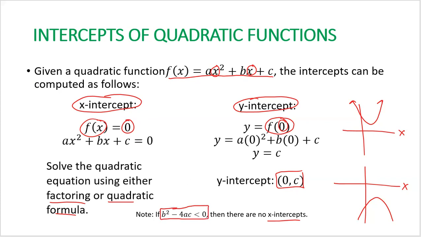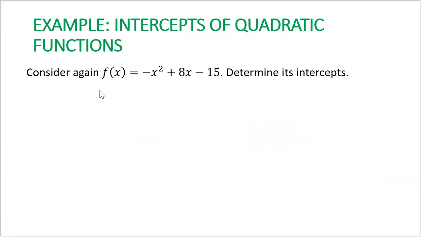So let's have an example of finding the intercepts of a quadratic function. Consider again the function f of x equals negative x squared plus 8x minus 15. In the previous example, we found out that the vertex is 4, comma 1. Now, let us look for the intercepts of this quadratic function. So again, for the x-intercept, we shall equate negative x squared plus 8x minus 15 to 0.